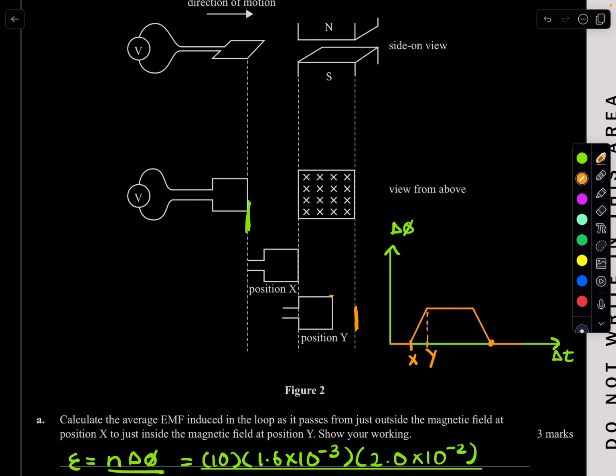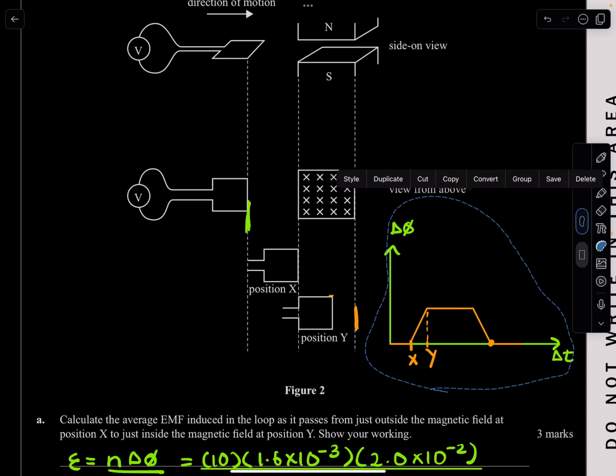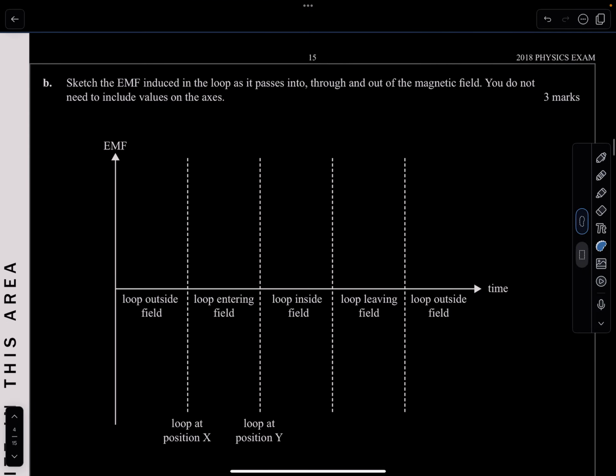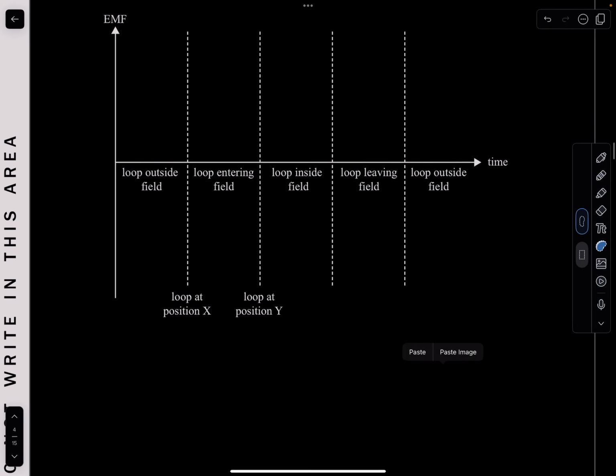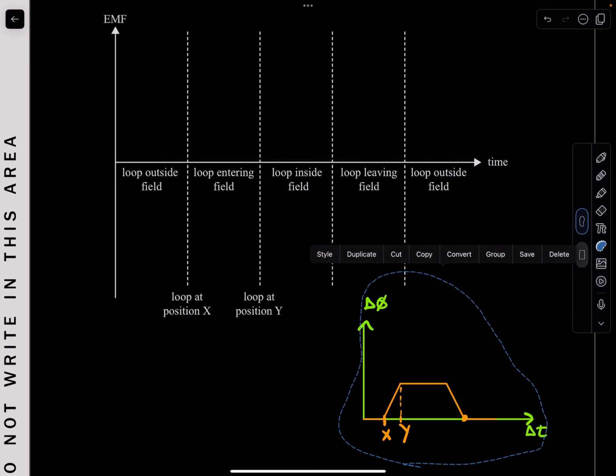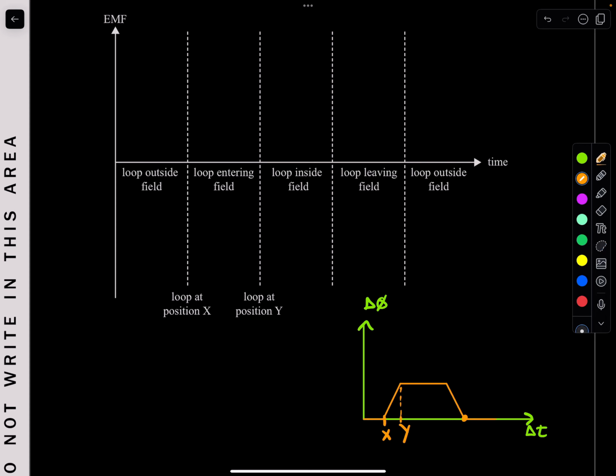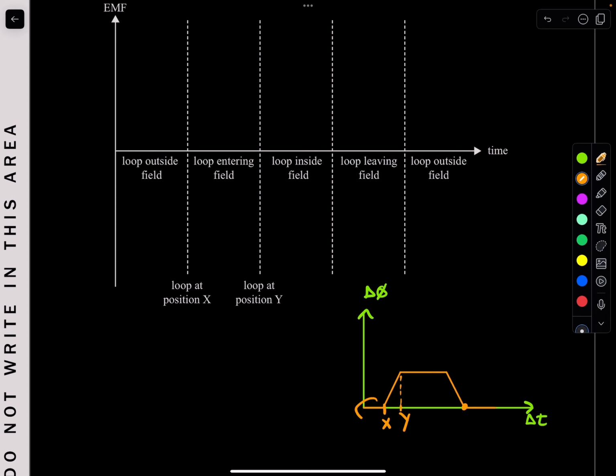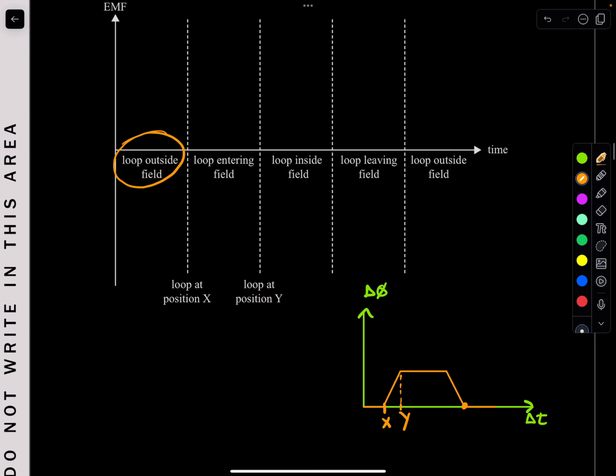And here is our graph of our change of flux over time. So I'm just going to take this here, because this is going to really help us draw our EMF. So copy that and really push it over here. All right. So like we said, this part over here is the loop outside the field. And what can we see?